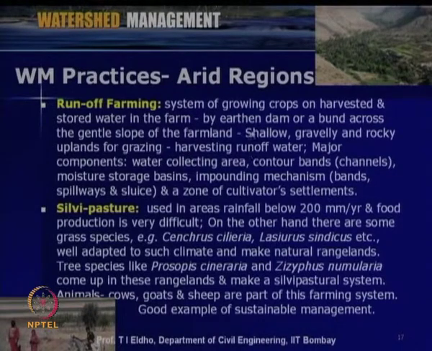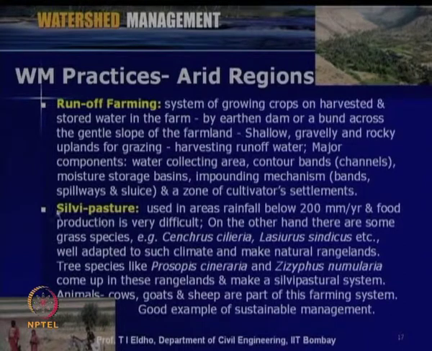rainwater harvesting schemes, and then we can classify the land use as upper land and lower land. The lower land we can use for farming and people's settlement, and the upper land we can go for grazing, and also we can use it for the rainwater harvesting as far as the particular area is concerned. So, that is what is known as runoff farming.